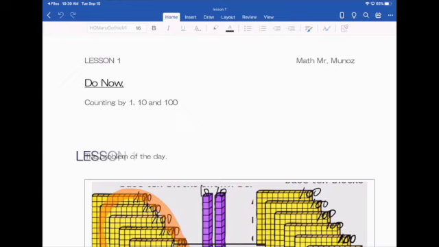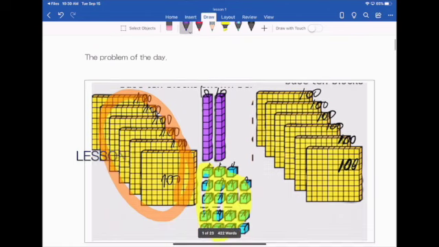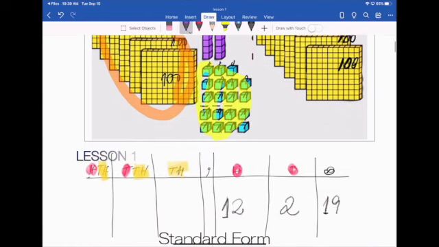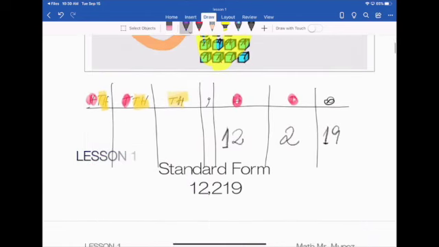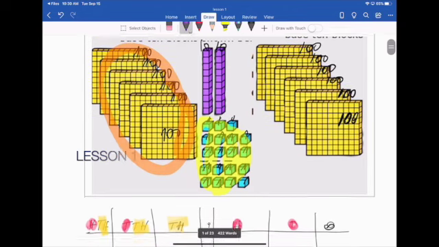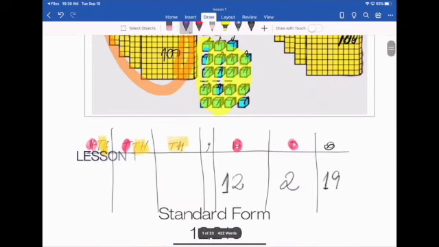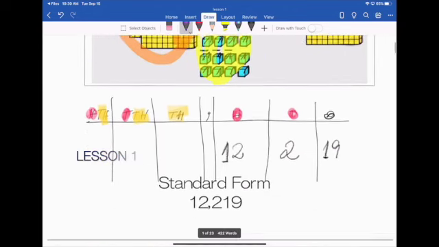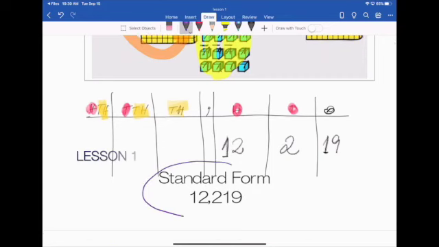Now, we practice lesson number 1. We already finished the do now, counting by tens. That's the activity I want you to do. We start today with the problem of the day, when we ask if this number represents 12 tens over here, 1200, 210, and 91. Is this the standard form, correctly? The answer is no. Why?